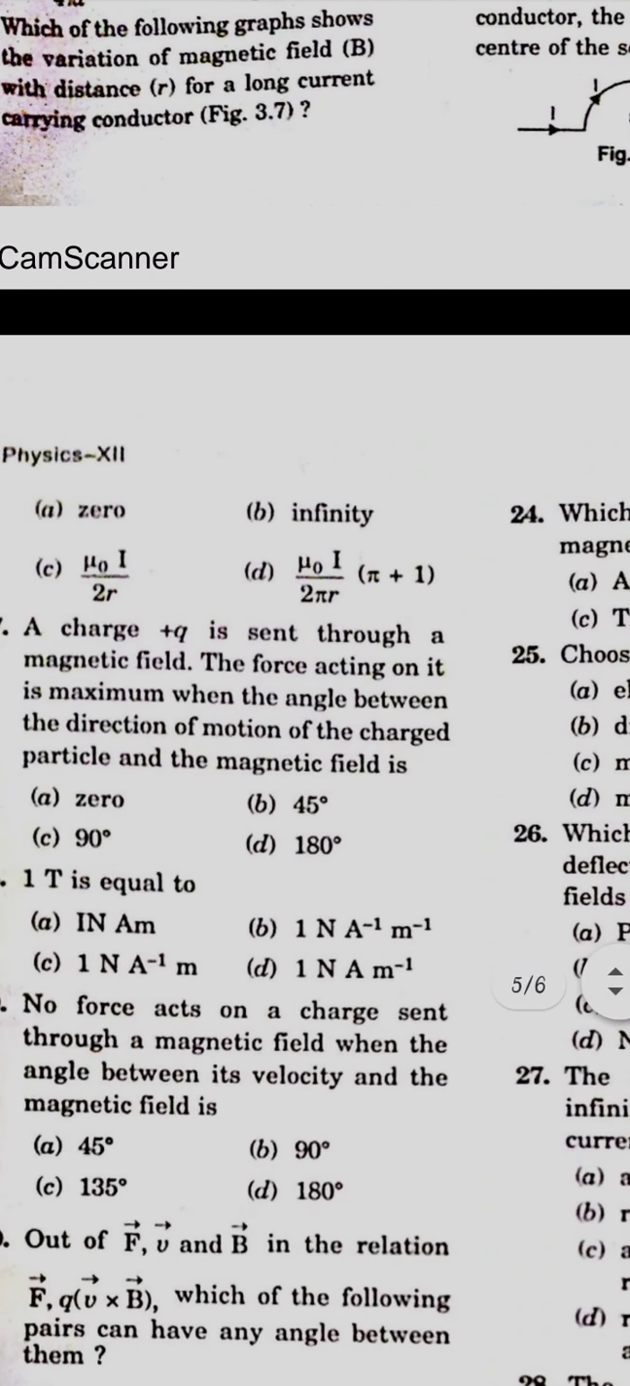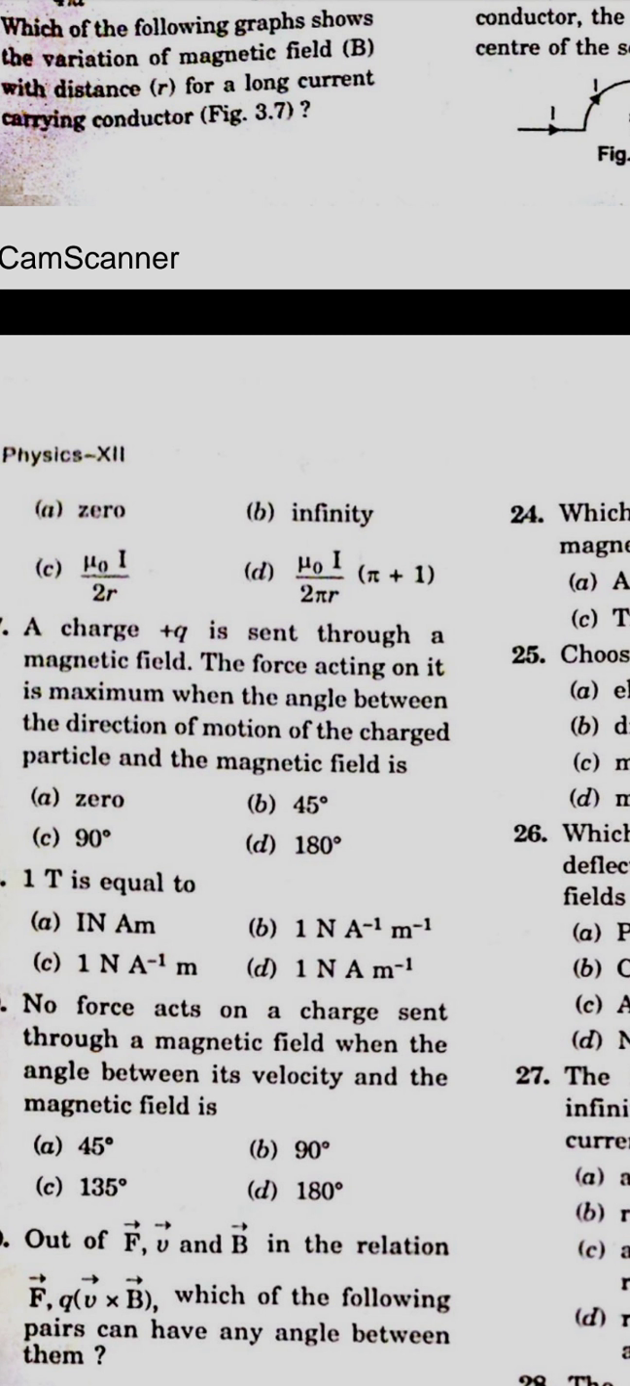Now the next question: a charge Q is sent through a magnetic field. The force acting on it is maximum when the angle between the direction of motion of the charged particle and the magnetic field is... We know that the force of the magnetic field on the charged particle should be maximum only if the angle between them is 90 degrees. They should be perpendicular to each other, so it will be 90 degrees.